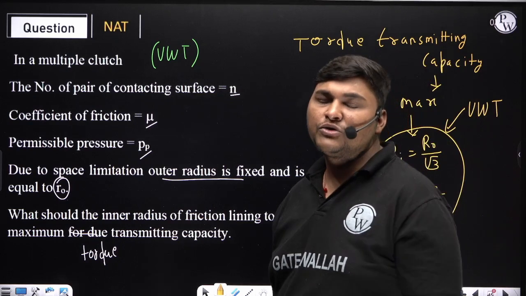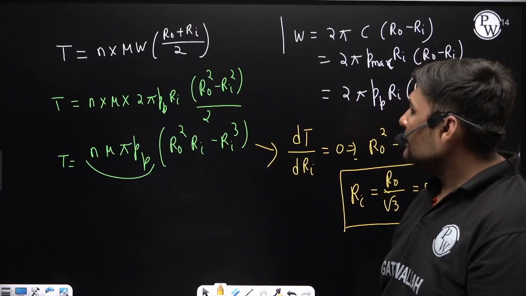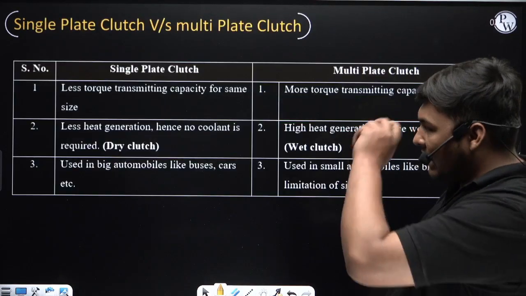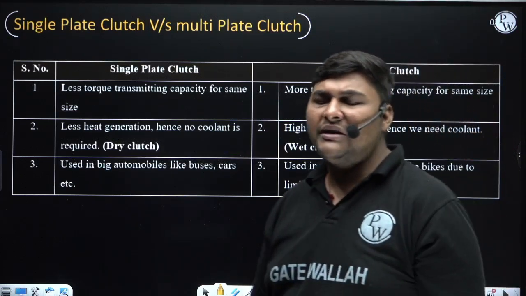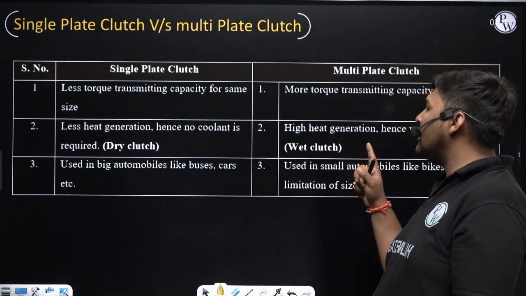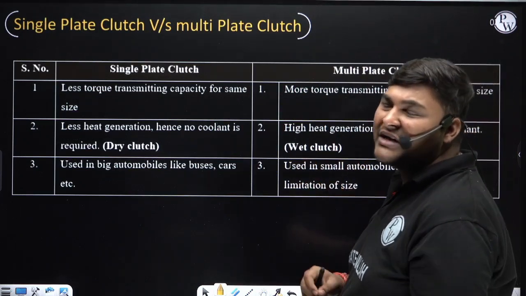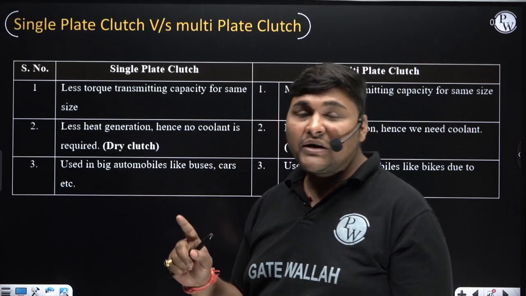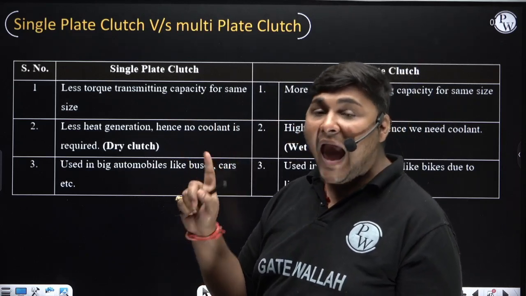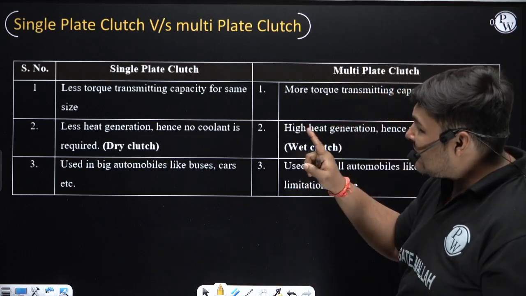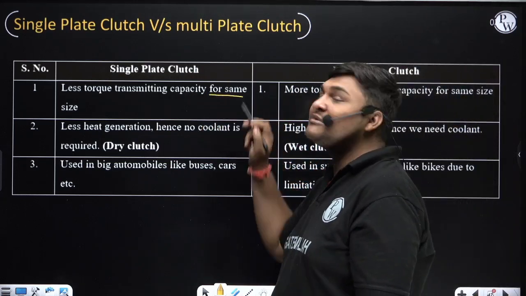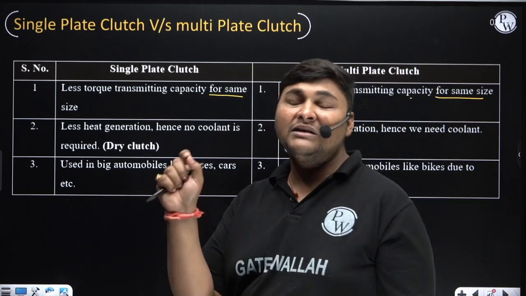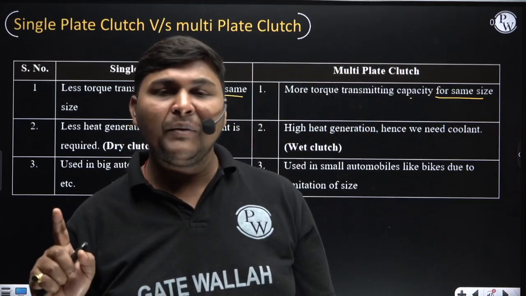So there are some questions related to single plate clutch and multi plate clutch. When to use which theory, I have also discussed, for when the type of theory is not mentioned in the question. Sometimes a one mark theoretical question can come on the comparison of single plate clutch and multi plate clutch. So what is the difference? You can see for the same value of R0, Ri and W, the torque transmitting capacity of multi plate clutch will be more as compared to single plate clutch. In single plate clutch less torque is transmitted for the same size, but here more, because in the multi plate clutch formula N is multiplied, and for single plate clutch N is either 1 or 2.